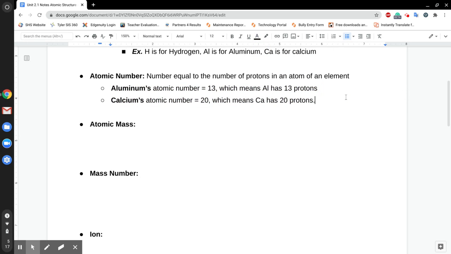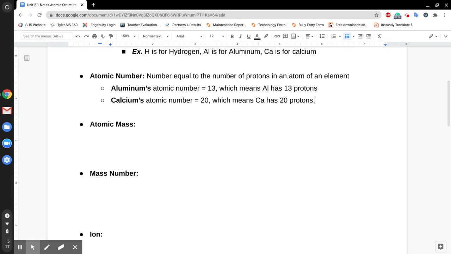So aluminum's atomic number is 13, which means that aluminum has 13 protons. Calcium's atomic number is 20, which means calcium has 20 protons.